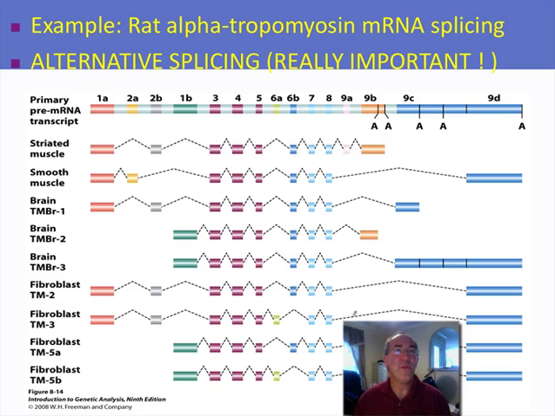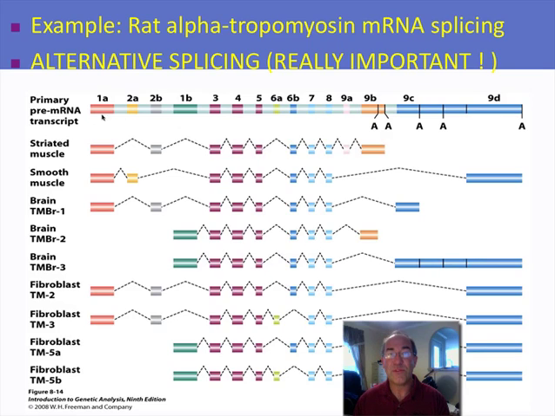So if we have more than one intron, that gives us the possibility to remove an intron in one version of the messenger RNA, but leave it in another version of the messenger RNA. So our splicing could be variable between different messenger RNA molecules of the same gene. And this is an example. This is the rat alpha tropomyosin messenger RNA gene.